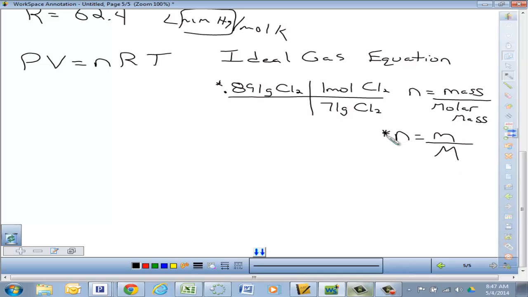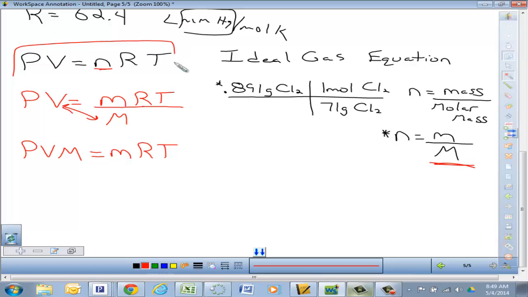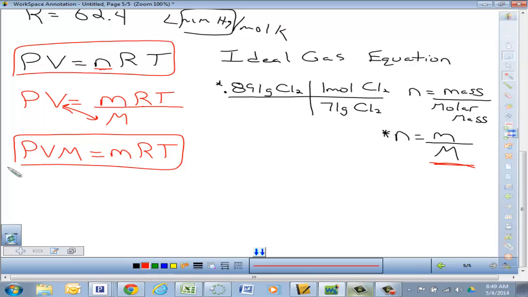Notice what we have here: we have n. I'm going to substitute in. PV is going to be equal to little m over big M, but your R and T still end up on top. Cross multiplying, I end up with PV times molar mass, big M, is equal to little m, which is my sample mass, times RT. So I've got that equation for the ideal gas equation.